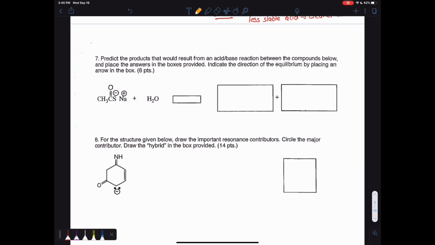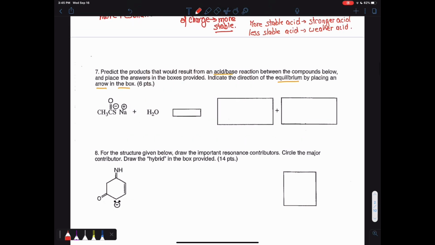So number 7: predict the product that would result from an acid-base reaction between the compounds below and place the arrows in the boxes provided. Indicate the direction of the equilibrium by placing an arrow in the box. So a couple of things that you guys should remember here. Always, when you have this type of acid-base question, remember that an acid is a proton donor, or a hydrogen, same thing, proton donor. And then the base is a proton acceptor.